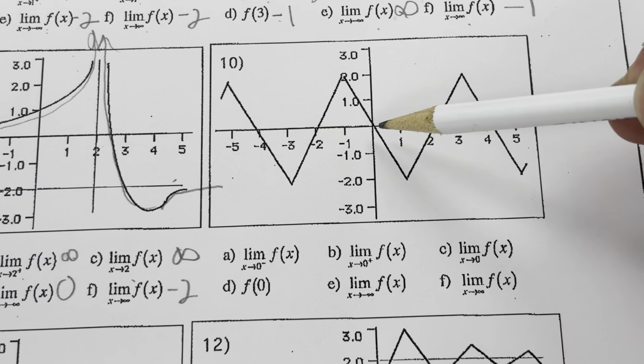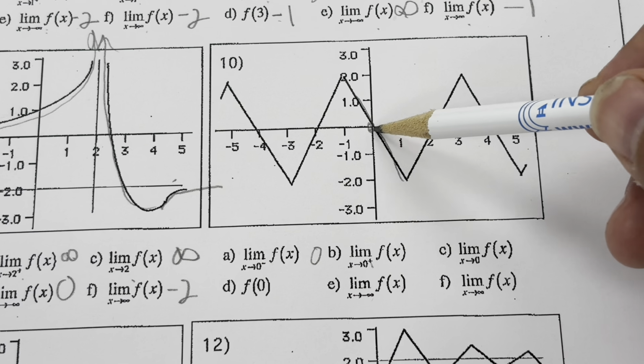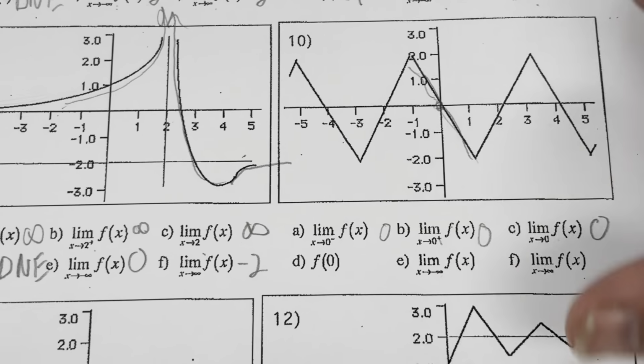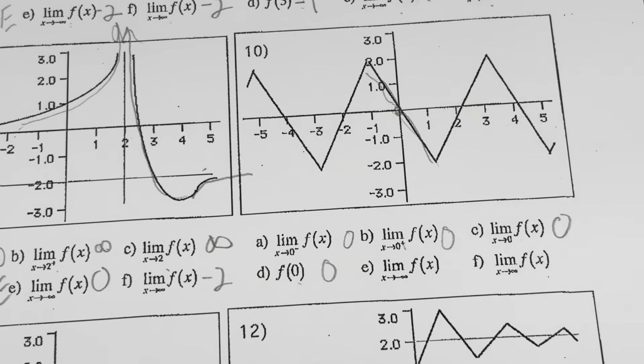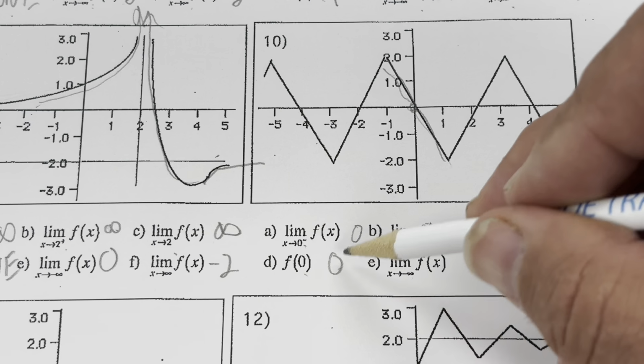Limit as x approaches 0 from the left is going to be 0. As it approaches 0 from the right, that would also be 0. As it approaches 0 from both sides, it would be 0. F of 0 is 0, and that's the definition of continuity. Left limit, right limit, they're equal, and there's a value there.